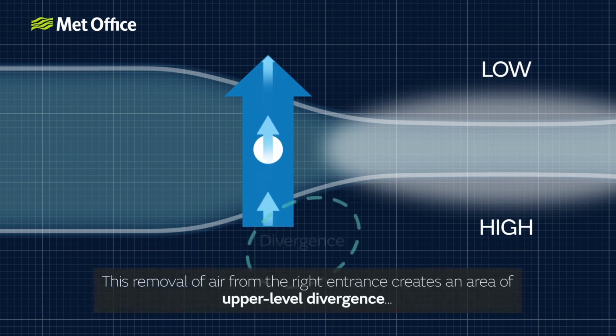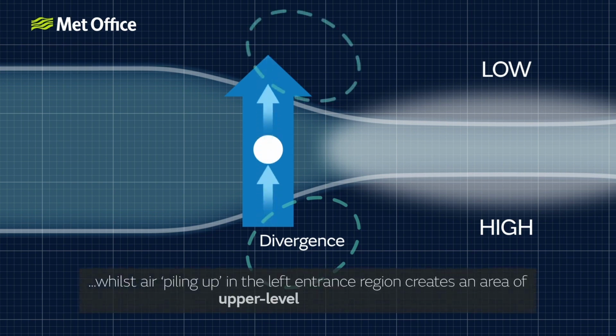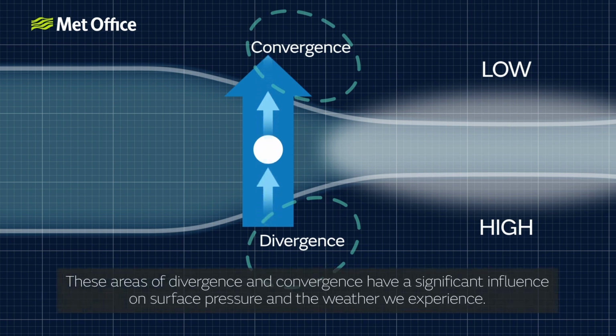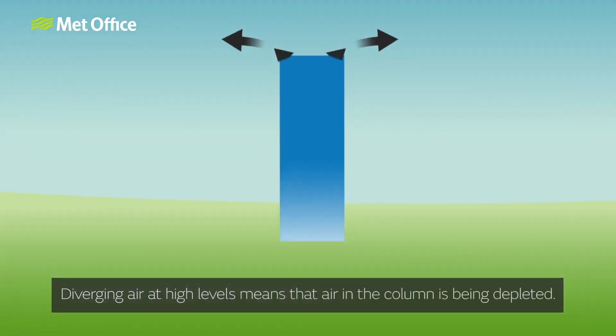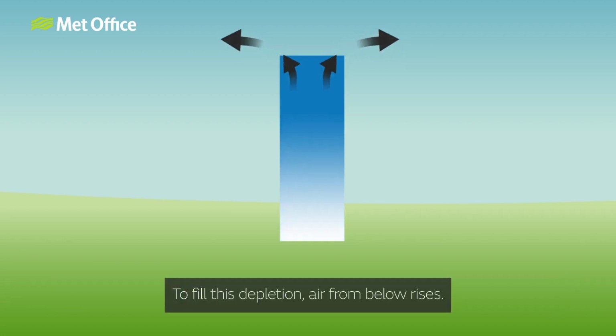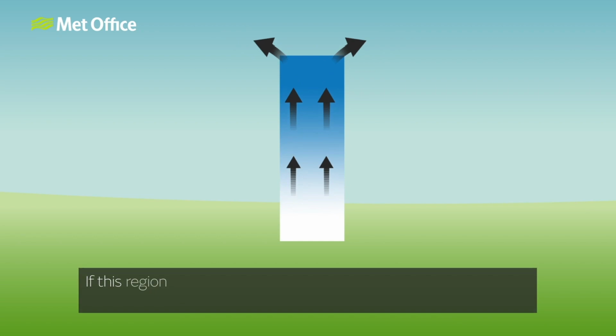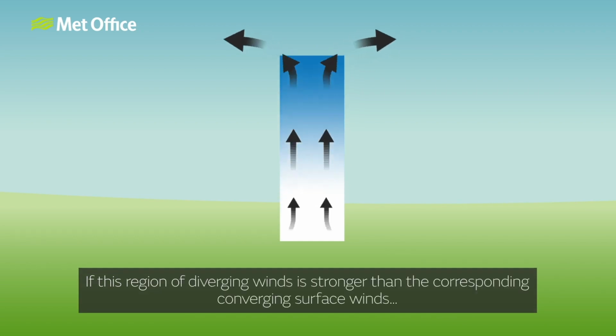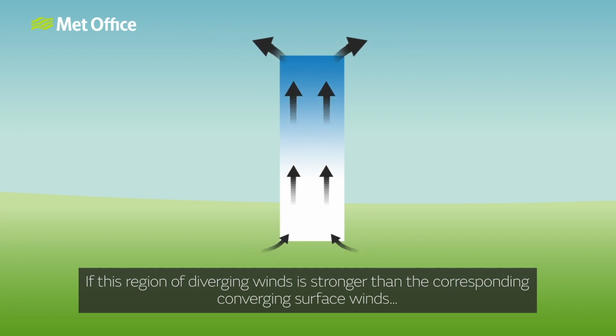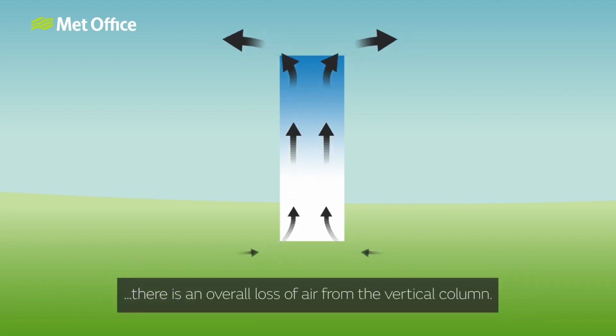This removal of air from the right entrance creates an area of upper level divergence, whilst air piling up in the left entrance region of the jet creates an area of upper level convergence. These areas of divergence and convergence have a significant influence on surface pressure and the weather we experience. Diverging air at high levels means that the air in the column is being depleted. To fill this depletion, air from below rises. If this region of diverging winds is stronger than the corresponding converging surface winds, there is an overall loss of air from the vertical column.